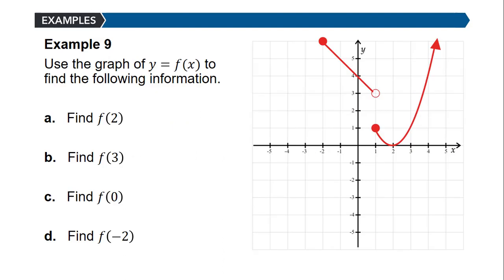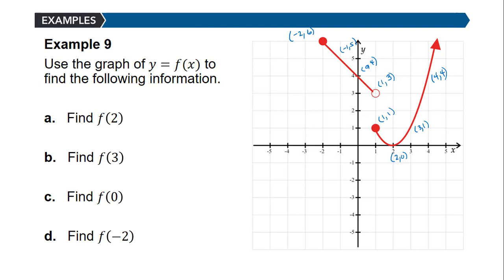And then example 9, we have a graph that has a line segment and just some points on this so you can get an idea. It's like -2, 6, and then that goes through -1, 5, 0, 4, and then there's an open circle at 1, 3. So that's the line segment that we have. And then we have another part of a parabola that has a point at 1, 1, point at 2, 0, 3, 1, 4, 4, and then it extends upward to the right.